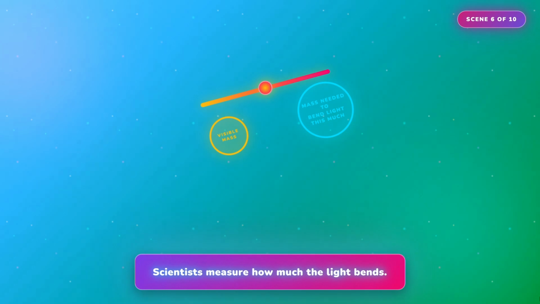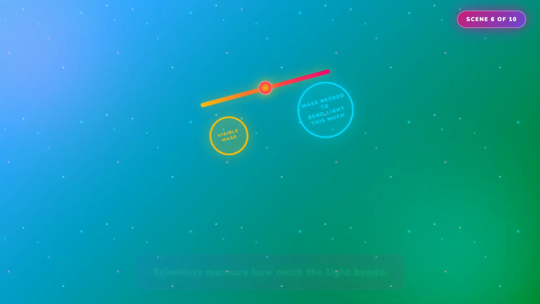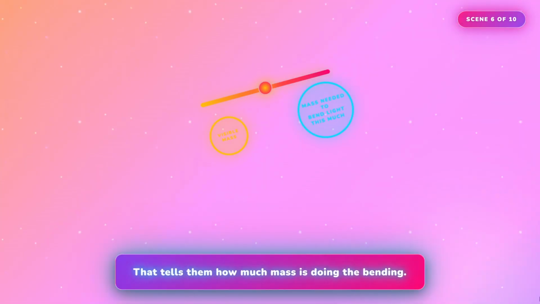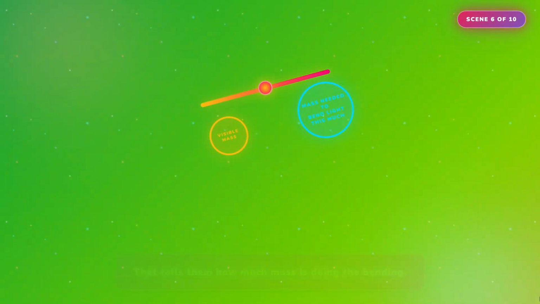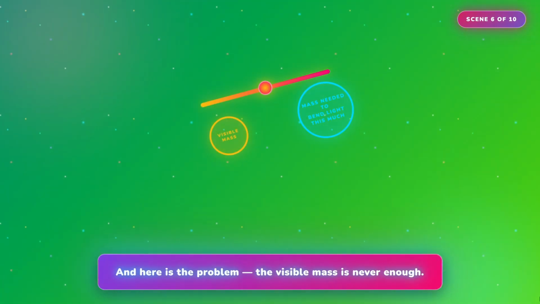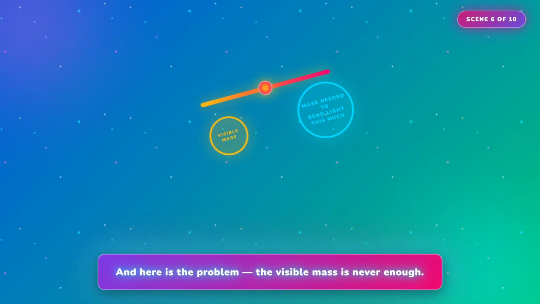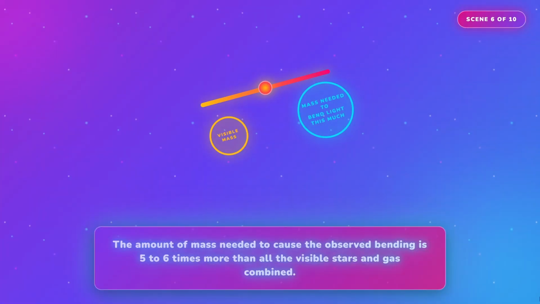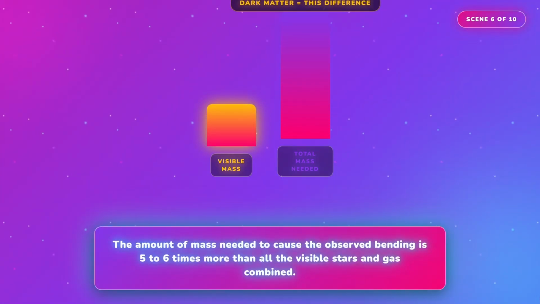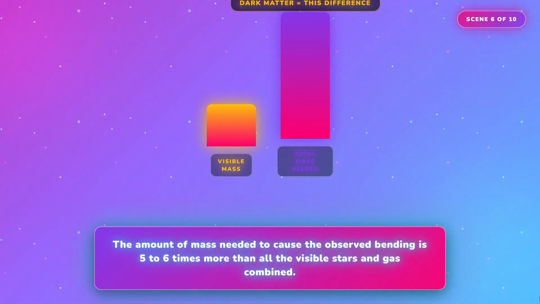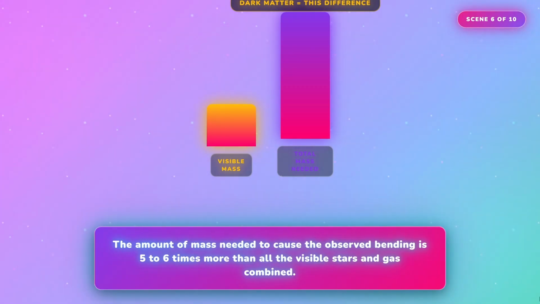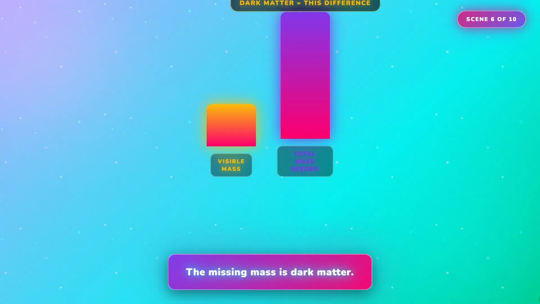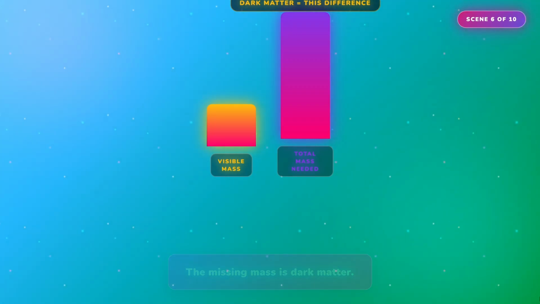Scientists measure how much the light bends. That tells them how much mass is doing the bending. And here is the problem. The visible mass is never enough. The amount of mass needed to cause the observed bending is 5 to 6 times more than all the visible stars and gas combined. The missing mass is dark matter.